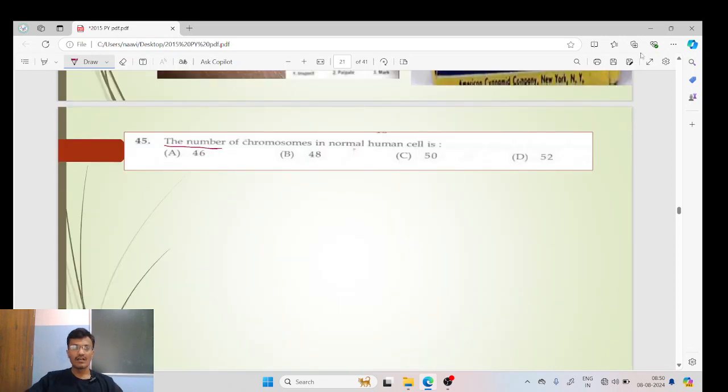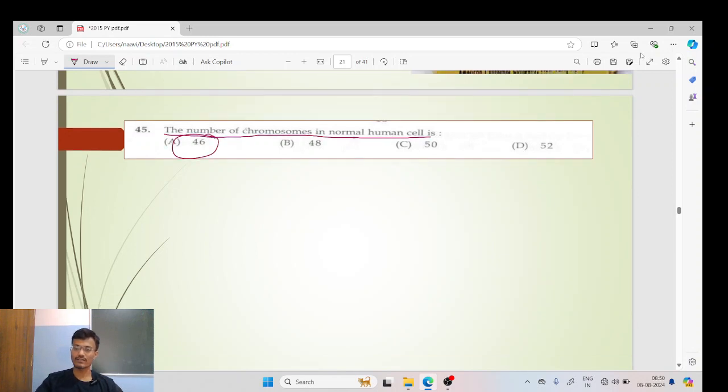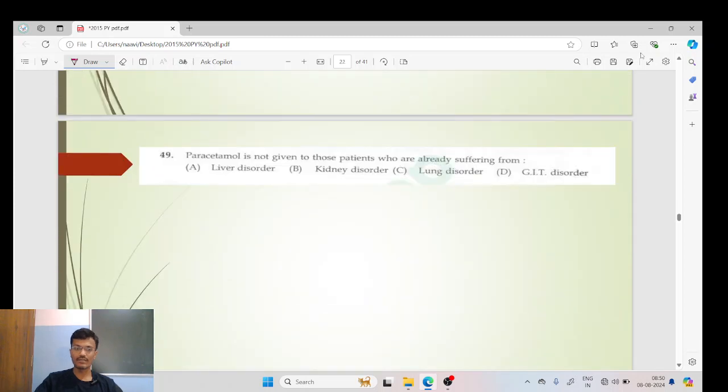The number of chromosomes in a normal human cell is option A, 46. Paracetamol is not given to patients who are already suffering from. Which one is the right answer? That is kidney disorder.